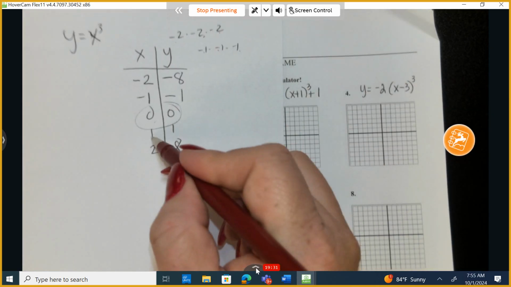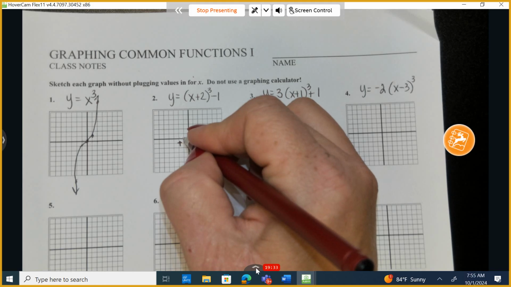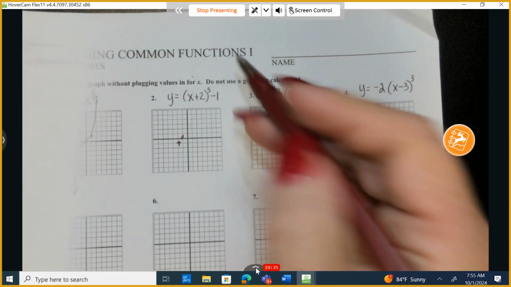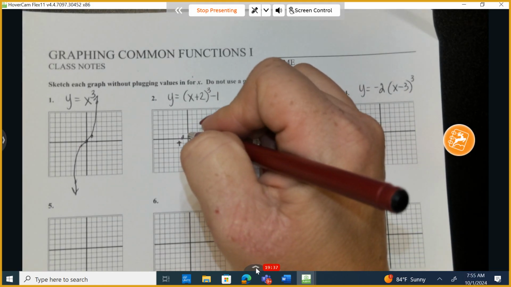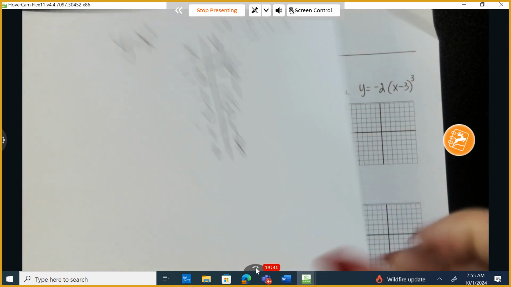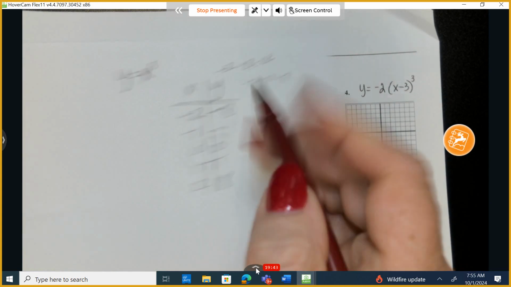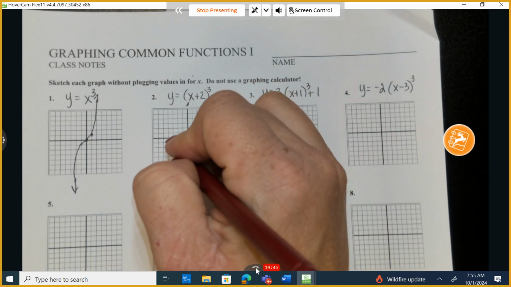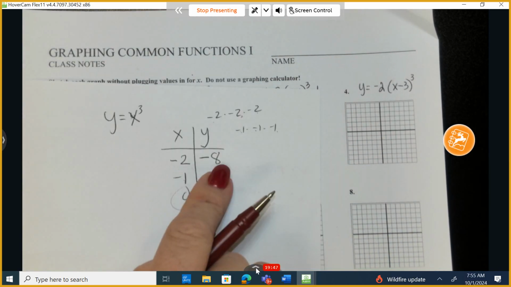From here, I'm going to go right 1, up 1. Right 2, up 8. 2, 4, 6, 8. And now I'm going to go to the left. So from my new origin, I'm going to go left 1, down 1. And left 2, down 8.